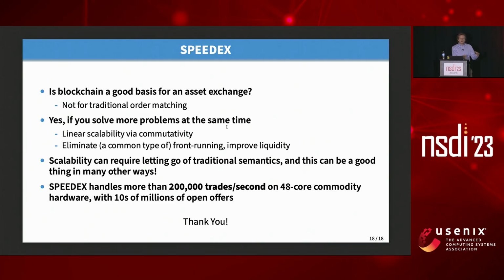And in fact, this is a good thing in a lot of other ways. So concretely, what we built is SpeedEX, which is a decentralized exchange that can handle more than 200,000 trades per second on 48 core commodity hardware, even when there's tens of millions of offers open on the exchange.